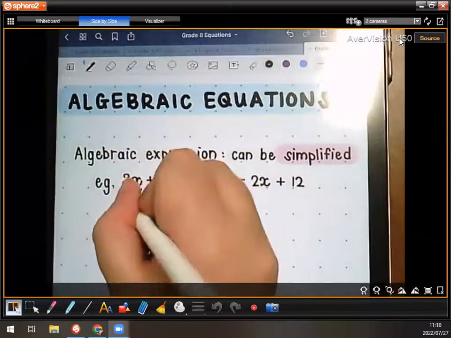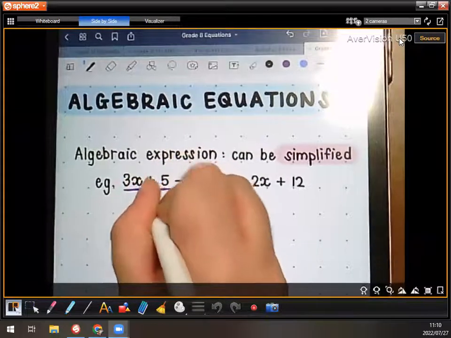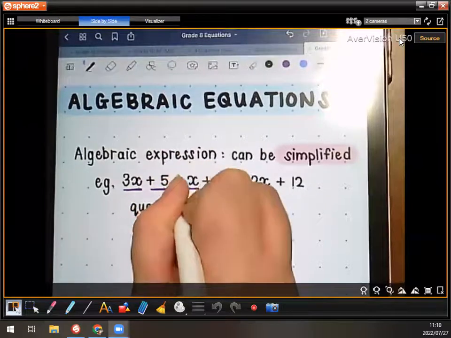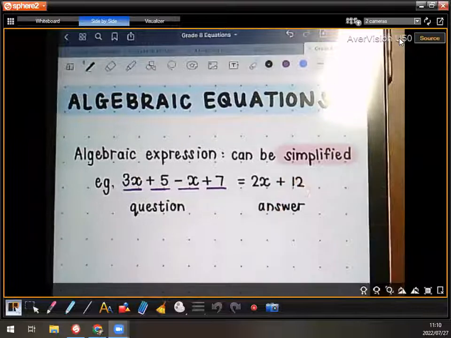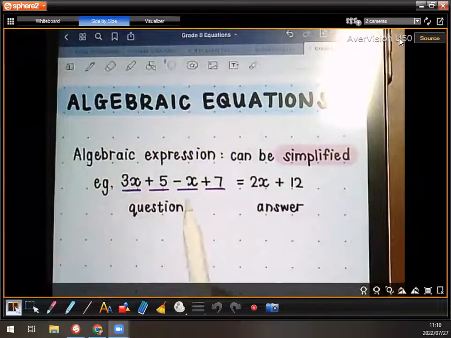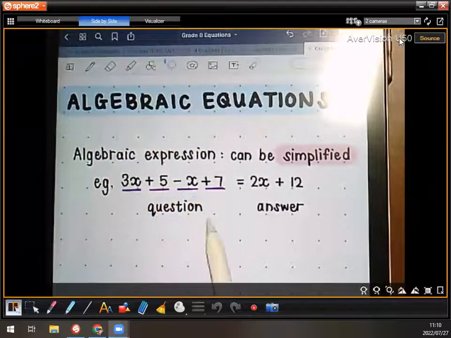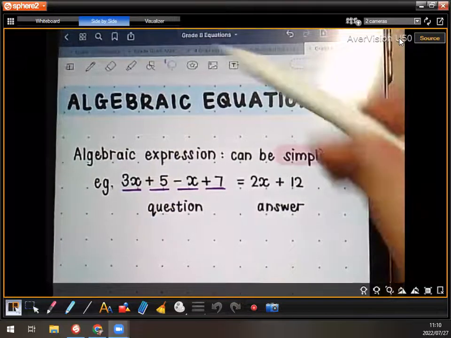So guys, this is the question. And this is the answer. Sounds silly. Obviously, you know that, but you'll see now why I'm making that distinction when we move on to equations. So that's an expression, guys. We can also times and divide as well, but I'm not going to go into that now.